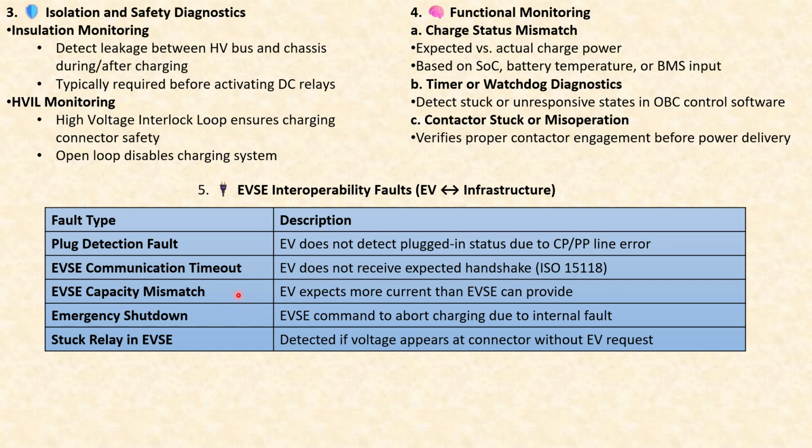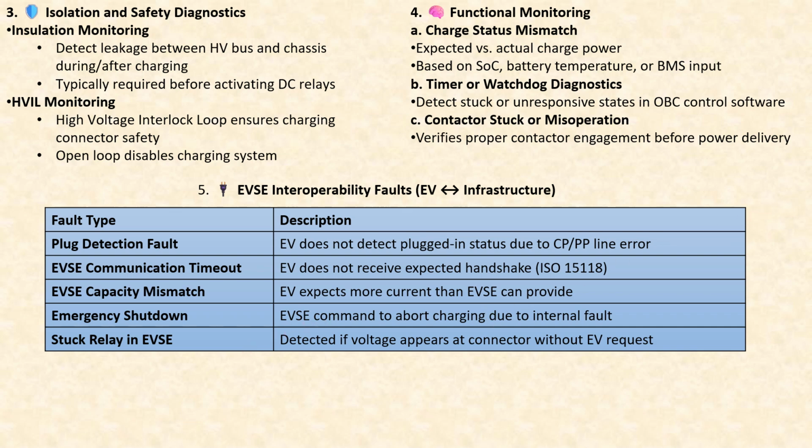Now, when it comes to EVSE capacity mismatch, EV expects more current than EVSE can provide. And when it comes to emergency shutdown, EVSE commands to abort charging due to internal fault. Now, when it comes to stuck relay in EVSE, it detects if voltage appears at the connector without EV request.